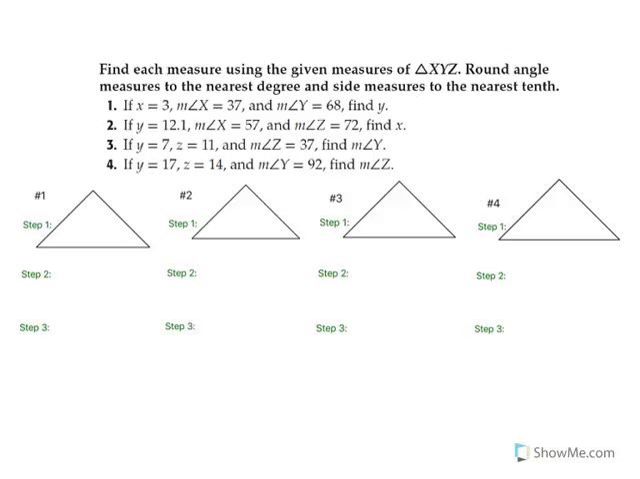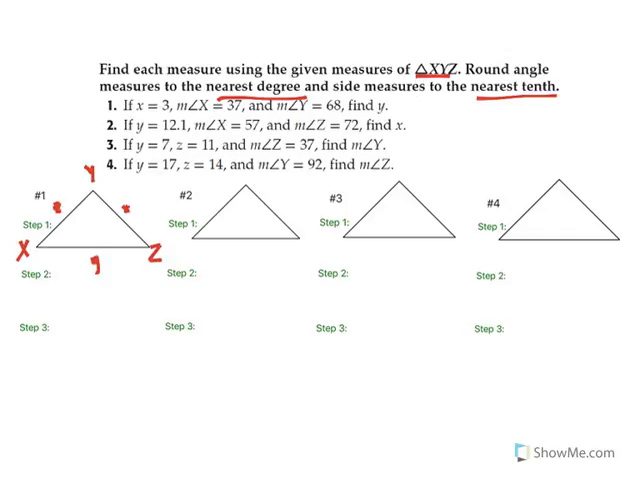So let's try the first one here. It says, find each measure using the given measures of triangle XYZ. Round angle measures to the nearest degree, and side measures to the nearest tenth. Okay, so here they give us triangle XYZ, and these are all uppercase letters, so we know they're talking about angles X, Y, Z. There's a relationship between the sides and the angles. Across from angle X, we have side lowercase x. Across from angle Z, we have side lowercase z. Across from angle Y, we have side lowercase y. So this is our first step every single time, we draw this triangle.